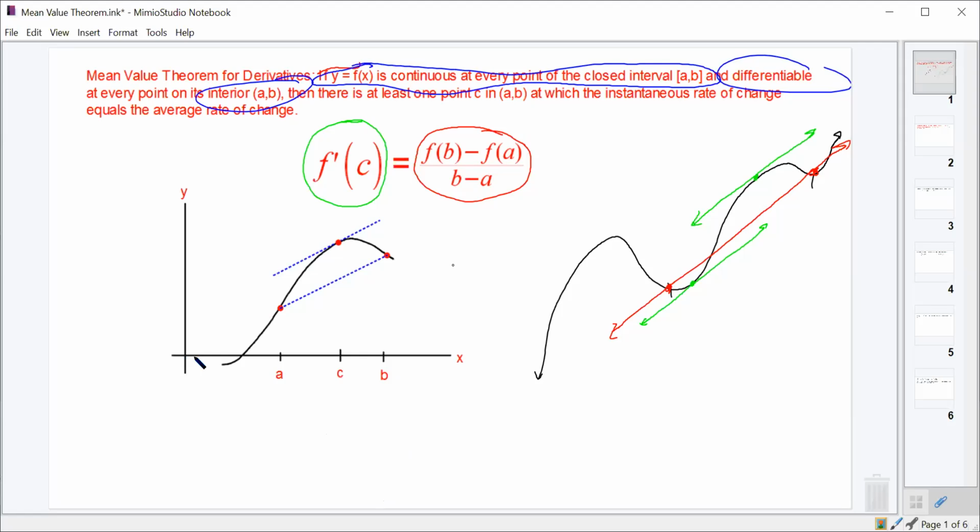Good. Everyone feel all right about that? Let's see if we can do something with it here.